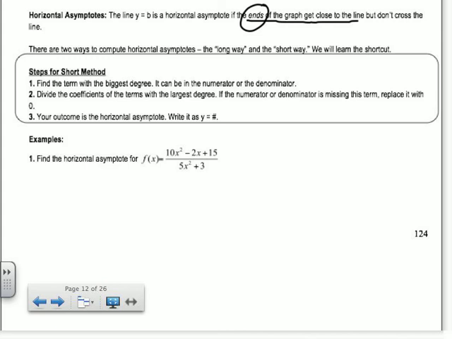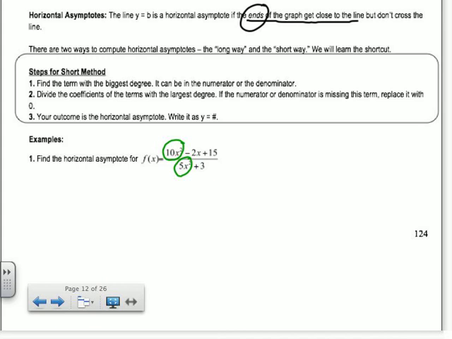Okay, so there's two ways to find your horizontal asymptote. You can do it the long way and the short way. The long way you learn in pre-calc. It involves something called limits, which we're not going to talk about in Algebra 2. We're going to do the shortcut. Okay, so steps for your shortcut method. Number 1, find the term with the biggest degree. It can be in the numerator or denominator. So looking at this first example, what is the largest degree in either the numerator or the denominator? 2. So we circle those terms.